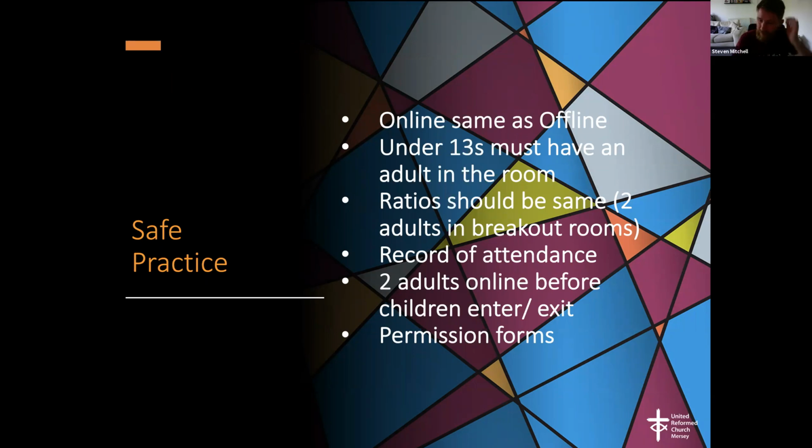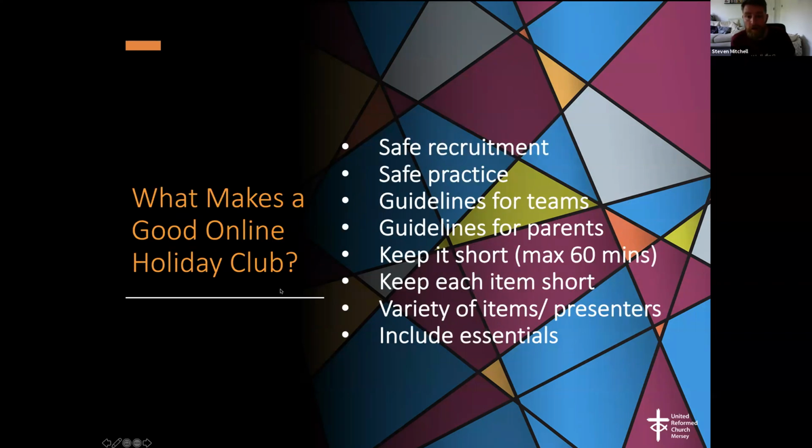Doing things, and some of these are obviously obvious, but it's important just to state them anyway: recording attendance, having 2 adults online before any children enter, and having at least 2 adults there at the very end, and doing all the things like permission forms, etc. So that kind of covers safer recruitment, making sure it's people that you know that are going to do it, which are obvious things there.